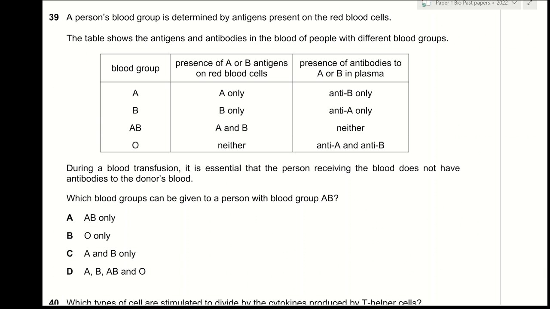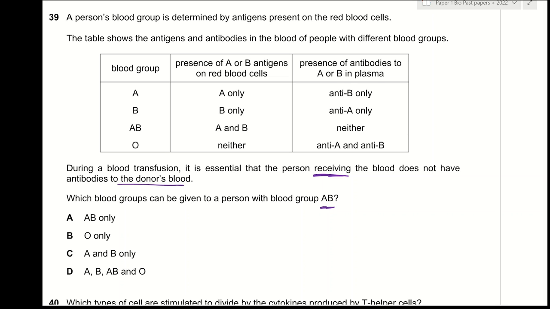Question number 39. A person's blood group is determined by antigens present on red blood cells. The table shows the antigens and antibodies in the blood of people with different blood groups. During a blood transfusion, it is essential that the person receiving the blood does not have antibodies to the donor's blood. Which blood group can be given to a person with blood group AB?